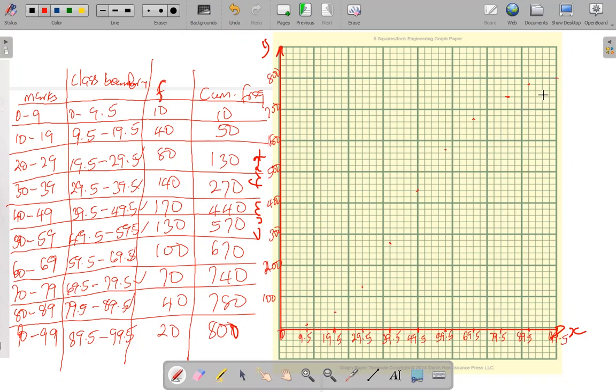We'll put it there. Now we are going to join all these dots with a smooth curve to form the OG, starting from the origin. And that is it there. That is the OG. Now with the OG drawn, we can answer the questions that follow.